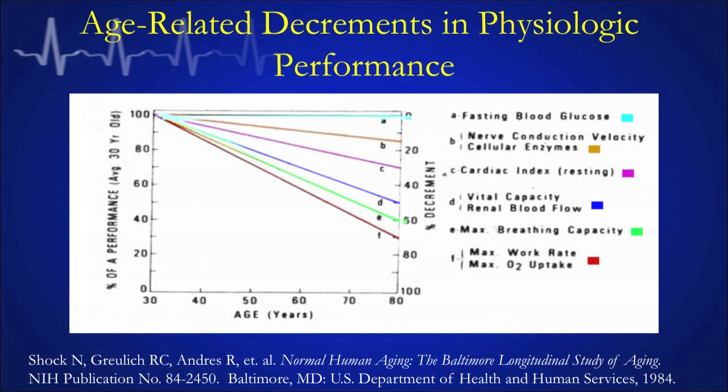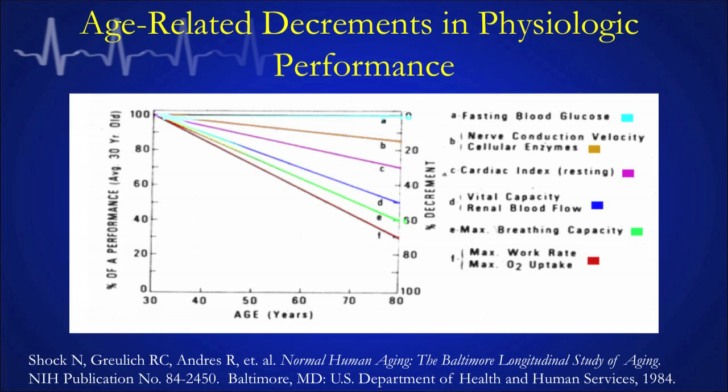So in the past, we actually have thought of aging physiology more as a linear reduction in the function of these physiologic processes. And you can see that we know that there are changes in fasting blood sugar, you have changes in the nerve conduction velocity. So there is kind of a linear decline of several physiologic processes.